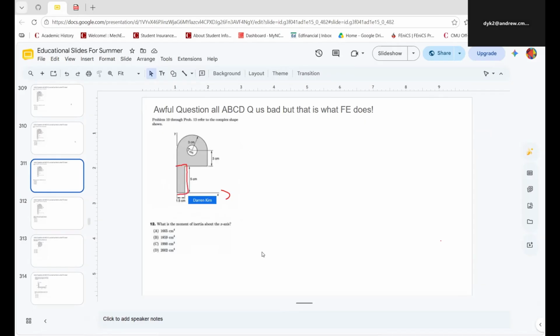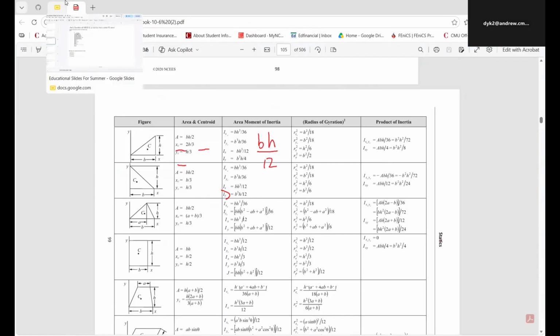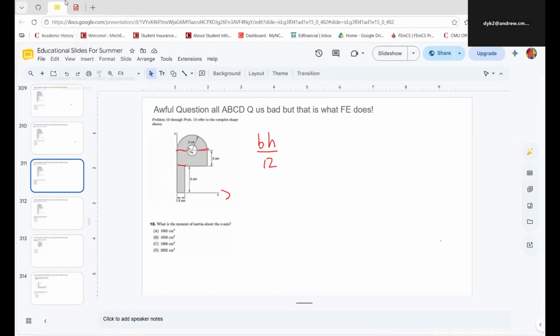So we have to divide this into regions like this. There's three regions again. What you have to do first is bh cubed divided by 12, and this is the x-axis of b, h. I believe it is x3, plus Ad squared because you're doing it over here. So you're going to have an Ad squared. That's region 1.